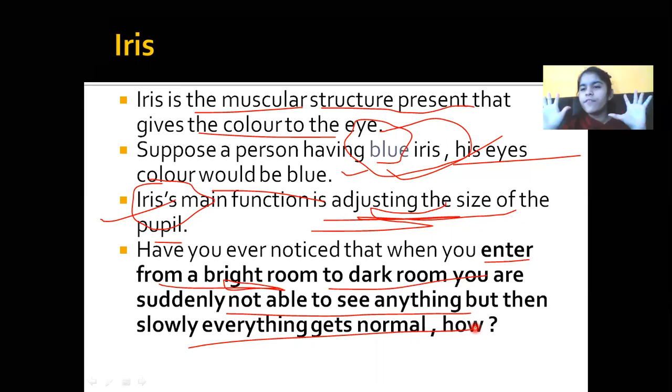Think, everyone. Giving you 10 seconds to think. You can even pause the video and think and write the answer in the comment if you want.